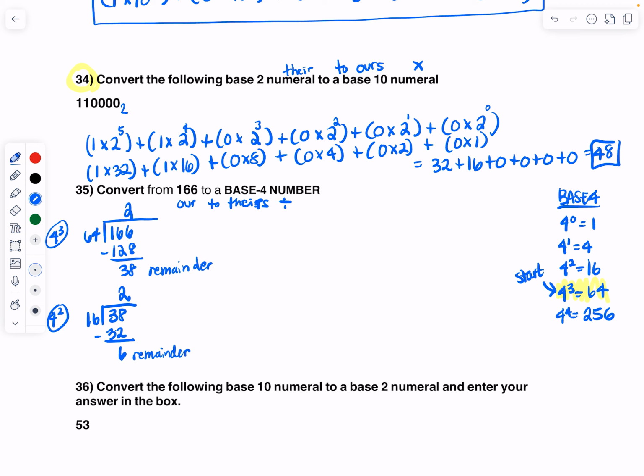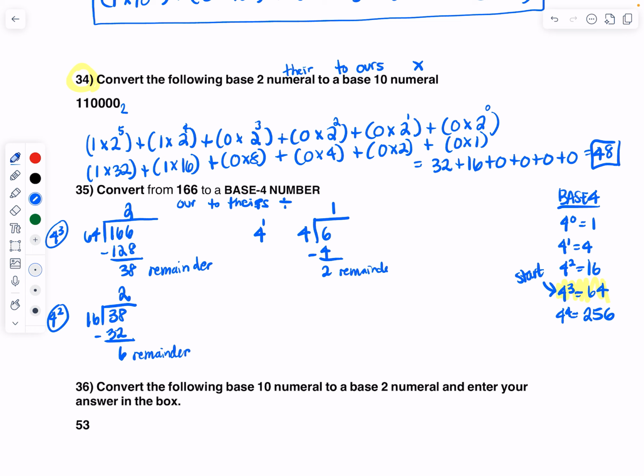Okay, so I take the remainder and I drop it down to the next positional system down, which is 4 to the first. 4 to the first is 4. So I divide 6 by 4, which we know is 1. Then I take 1 times 4, which is 4, and subtract. So 2 is the remainder.